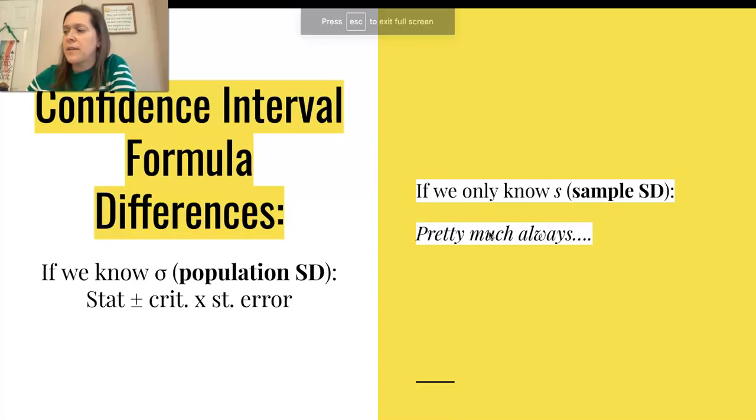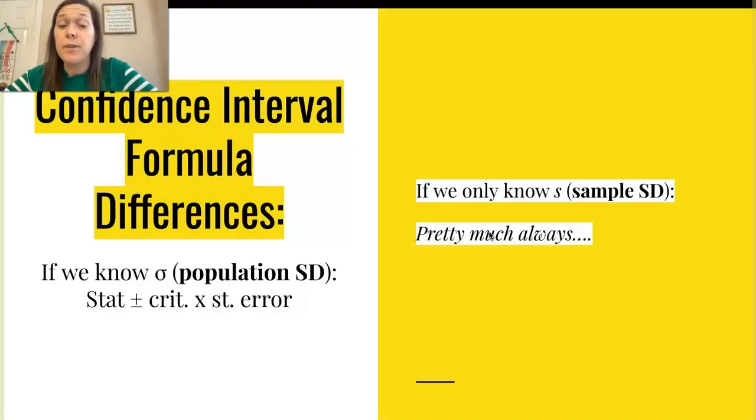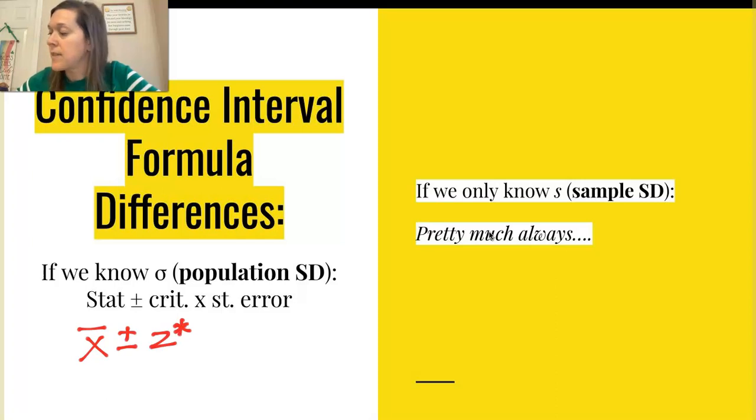Okay, so confidence interval formula differences. If we know our population standard deviation, if we know sigma, what do we normally do? We would do x bar plus or minus our z-crit times the standard deviation of the population divided by the square root of n. Remember, that's how we found standard deviation with our sampling distributions of means. Do you remember doing that? So that is our standard error there.